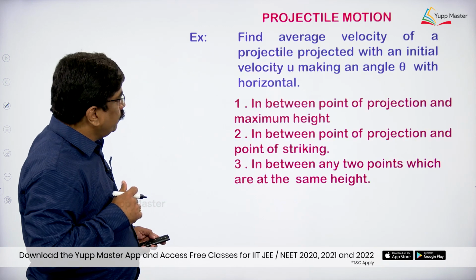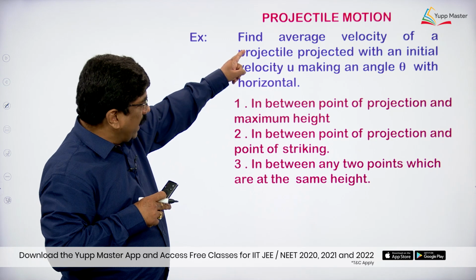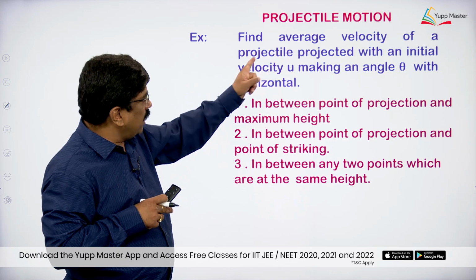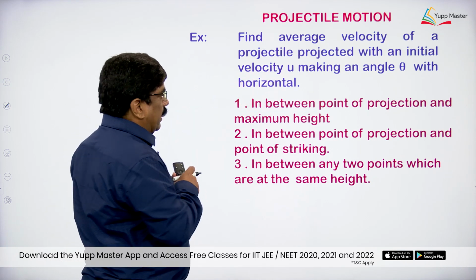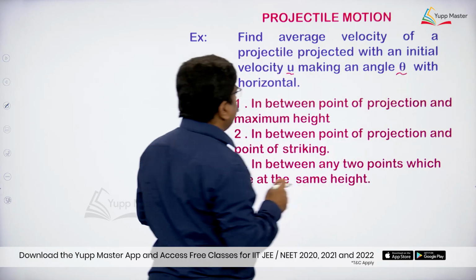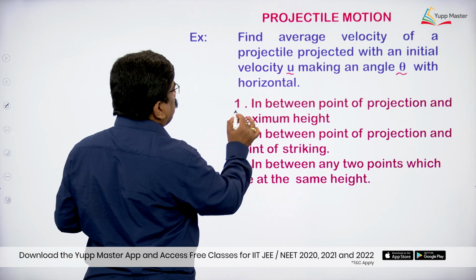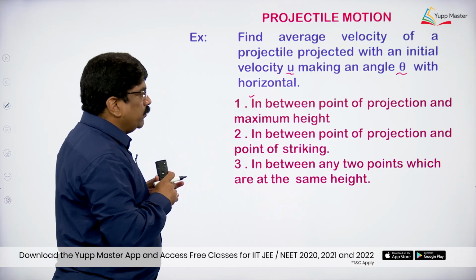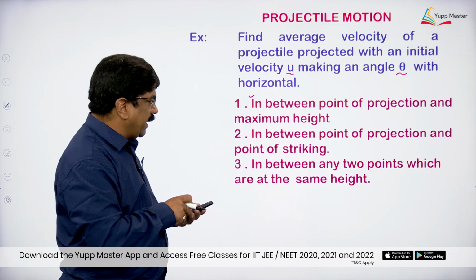So, in this case, for the projectile, this question is asked: find the average velocity of a projectile projected with an initial velocity u making an angle theta with the horizontal. First, we have to find the average velocity between the point of projection and the maximum height.